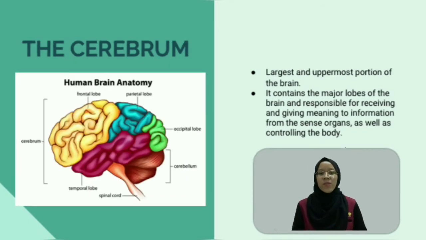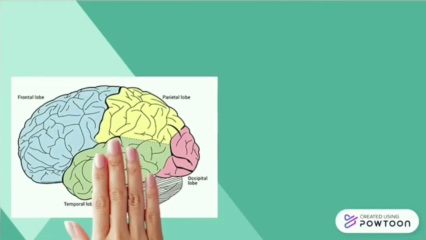For the parts of the brain, I will explain about the cerebrum. The cerebrum is the largest and uppermost portion of the brain. It contains the major lobes of the brain and is responsible for receiving and giving meaning to information from the sense organs, as well as controlling the body. For your information, cerebrum and cerebellum are similar words, but they refer to very different parts of the brain.